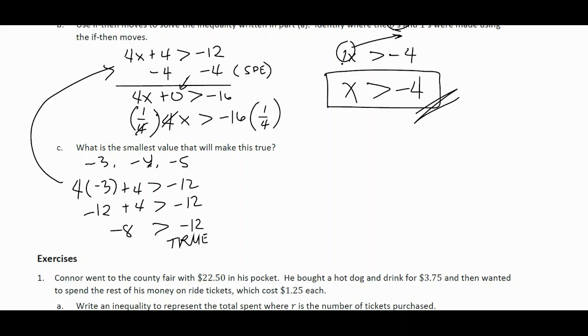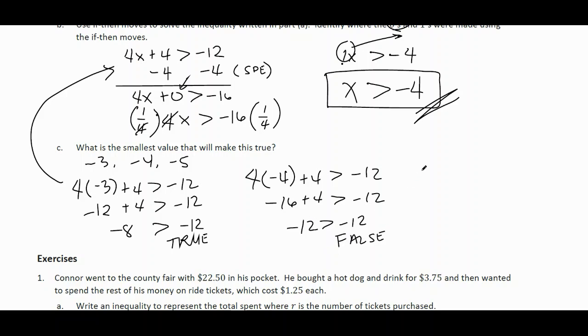Okay. Now let's try the negative 4. So 4 times a negative 4 plus 4 is greater than negative 12. 4 times negative 4 is negative 16 plus 4 is negative 12, is that greater than negative 12? Is negative 12 greater than negative 12? No. But if it was greater than or equal to negative 12, of course, yes. But for this case, it's not.